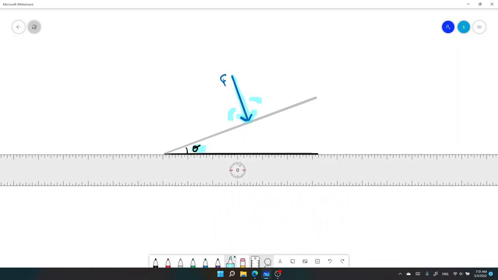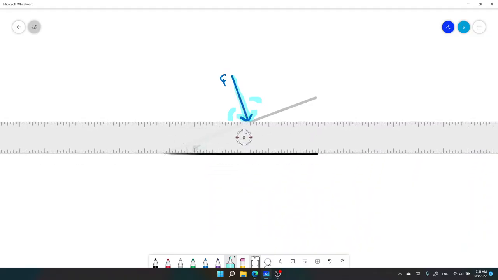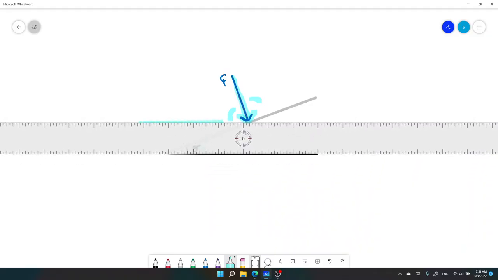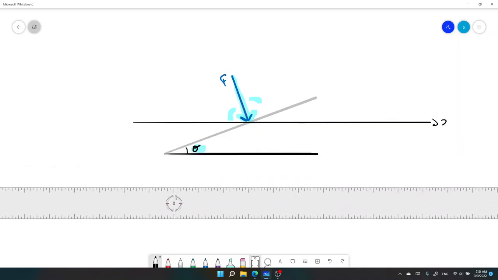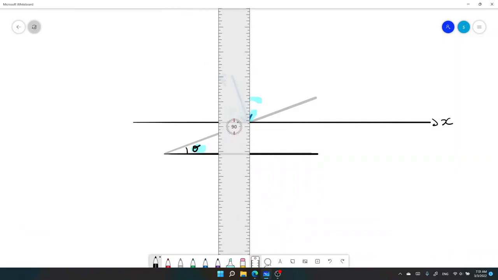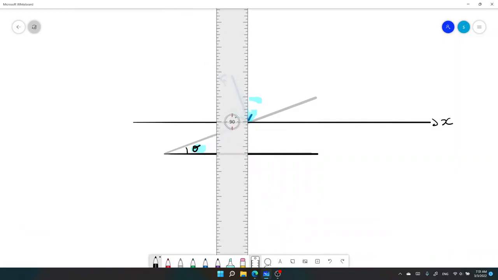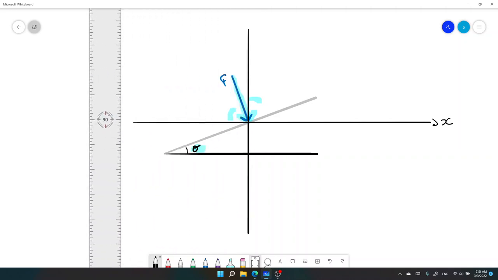You take a ruler and draw your horizontal axis x. Don't be afraid to go all the way through your drawing, and you draw a vertical axis y going through the force, so the point of action of the force. Now we will look at two triangles.